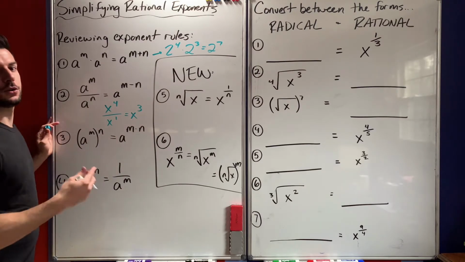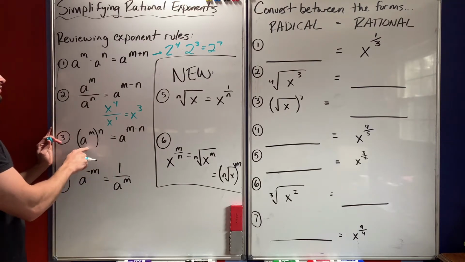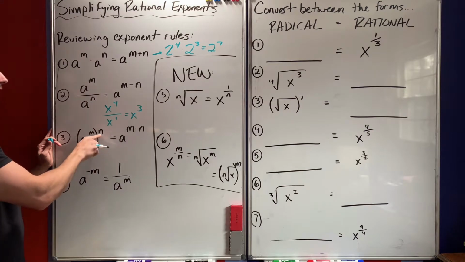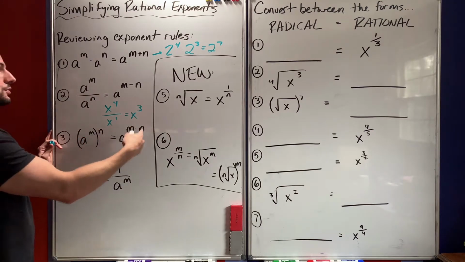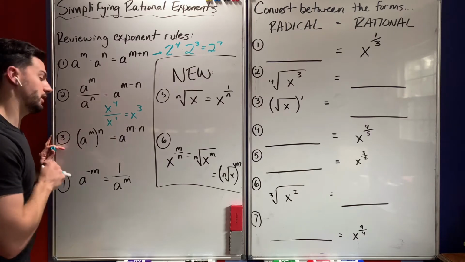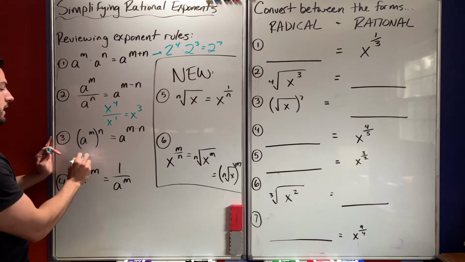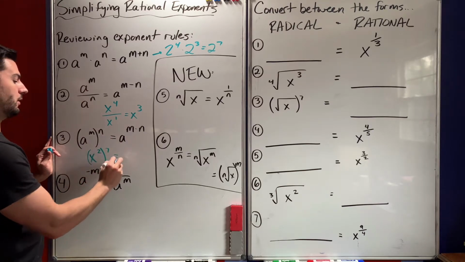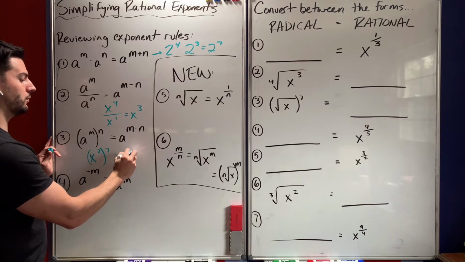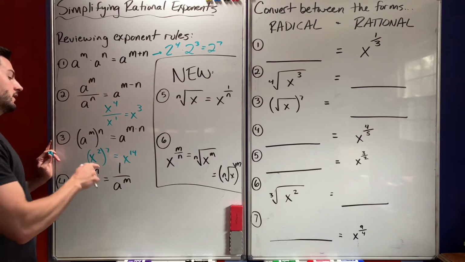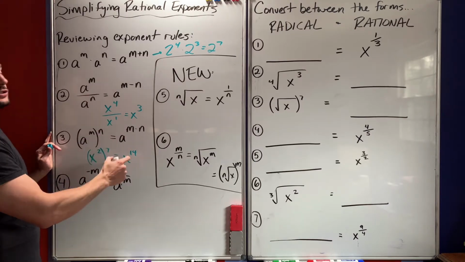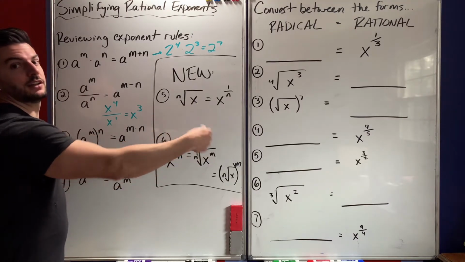The third one is called power to a power. If you have something to a power, and then you take that term and raise it to another power, that's when you multiply the exponents together. So if I had x squared to the 7th, that would be x to the 14th. Basically, what this is saying is I would have 7 groups of x squared, or x squared times x squared times x squared, 7 times.